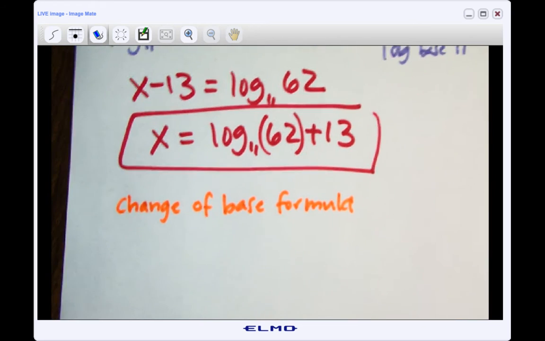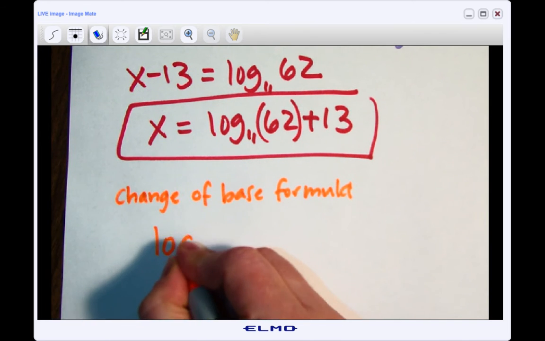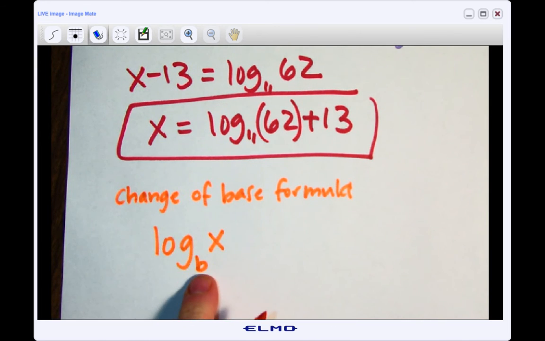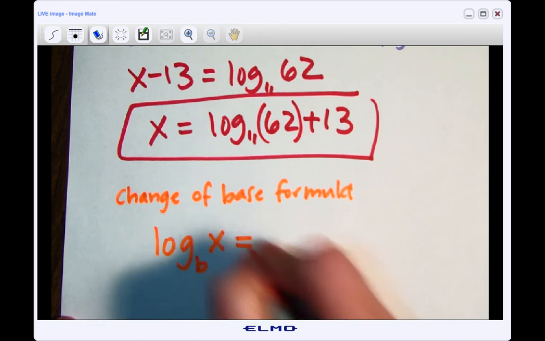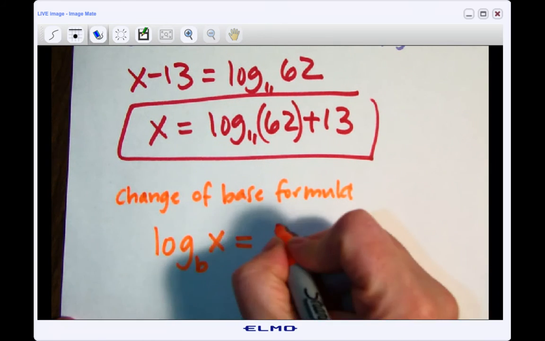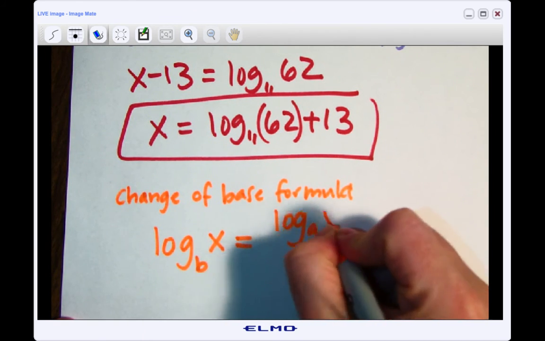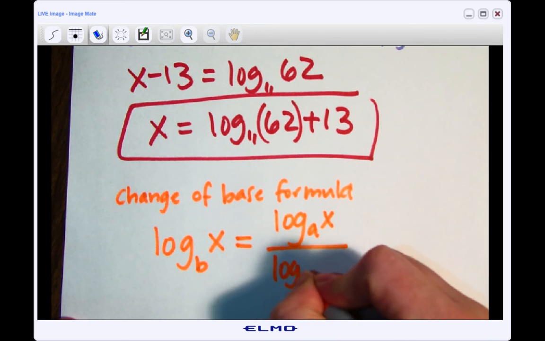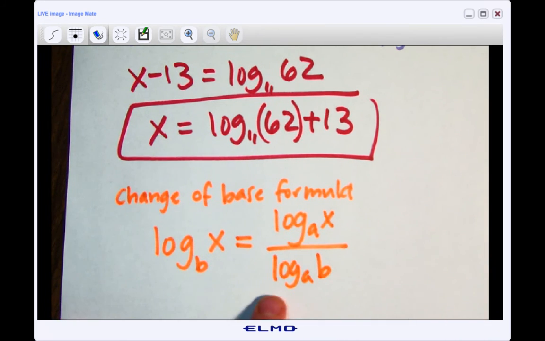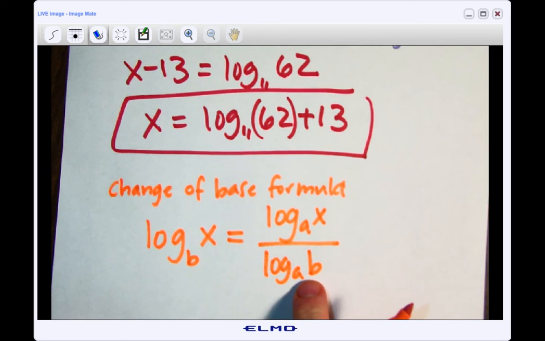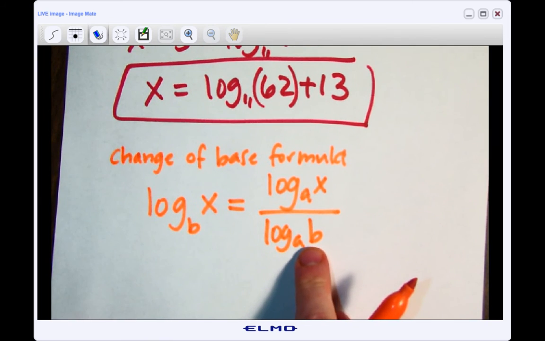And what this change of base formula is going to do for me, it's going to take a log that has some base, it doesn't matter what base it is, and it's going to convert it to whatever base I want to change it to. So if I rewrite it like this, I can get the same value with a different base.